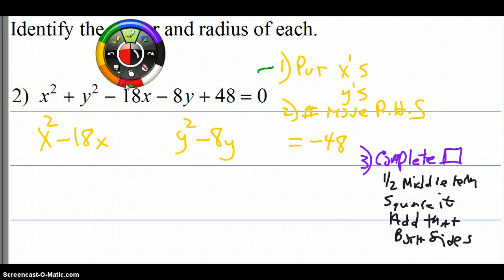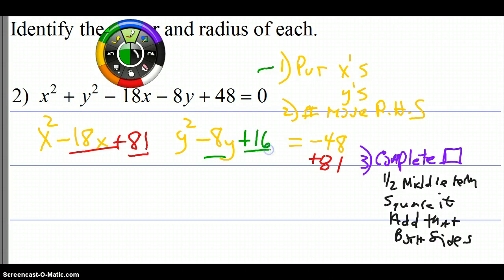So let's do that. Half of 18 is 9. Square it, we get 81. Whenever I add this to this side, scribble down that on the other side quickly, because that's the most forgotten step. Half of negative 8 is negative 4. Square that, I get a 16. But again, as soon as you put a plus 16 here, put a plus 16 on the other side so we equate that out.